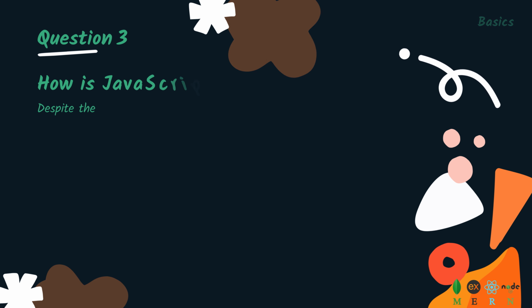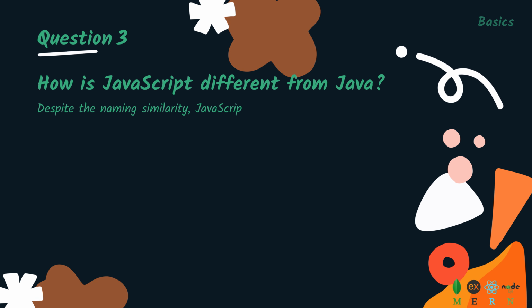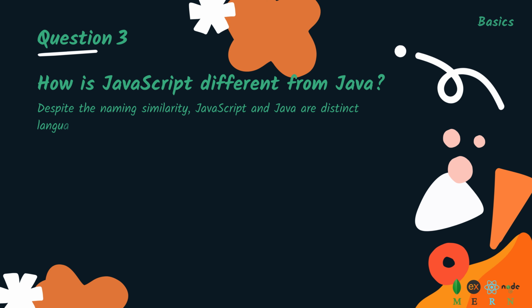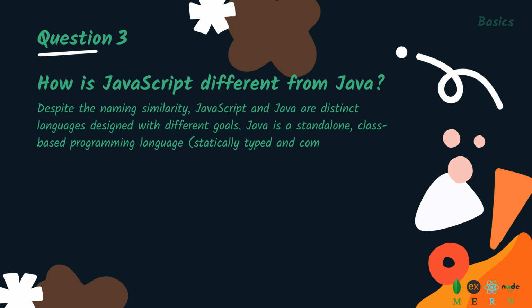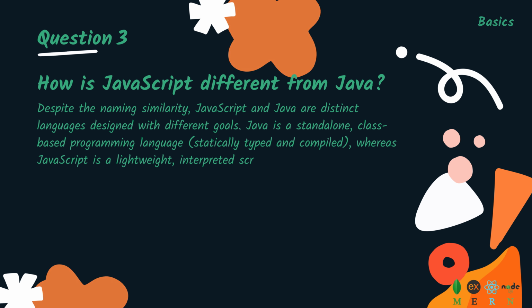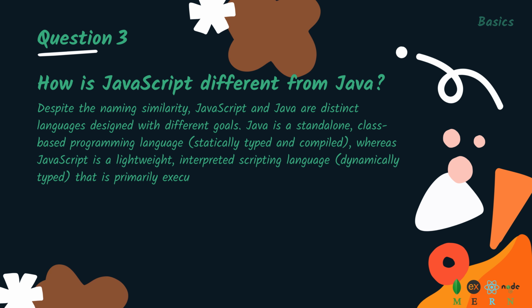How is JavaScript different from Java? Despite the naming similarity, JavaScript and Java are distinct languages designed with different goals. Java is a standalone class-based programming language, statically typed and compiled, whereas JavaScript is a lightweight interpreted scripting language, dynamically typed, that is primarily executed in browsers.